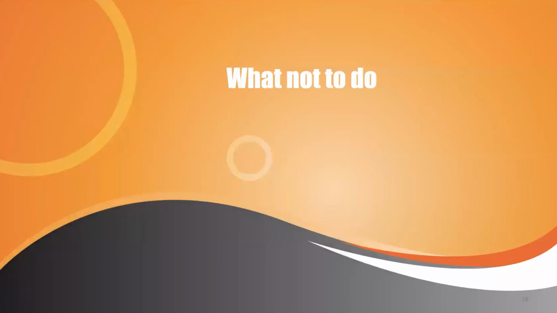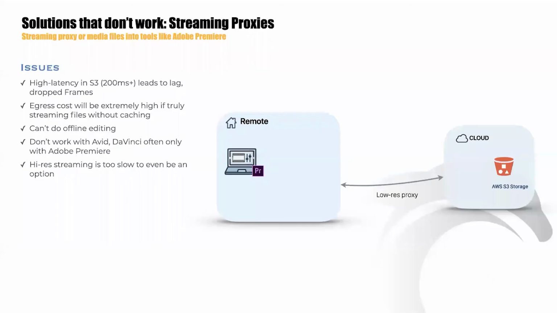Right, so we have looked so far at best practices on what to do, how to bring in content automatically, and how to use the data migration tool. In this final section, we are going to take a look at things that you should not do, because the result won't be great. So let's start with the first one here, which is streaming proxies. These have been touted as the Nirvana solution where you're working from home, and it would be so great to just stream a low-res proxy or even a high-res media file directly from the cloud.